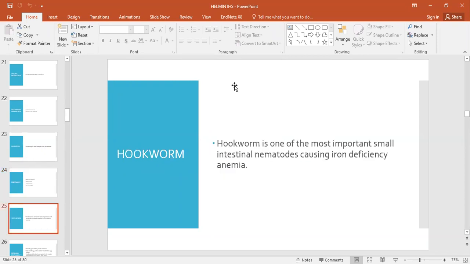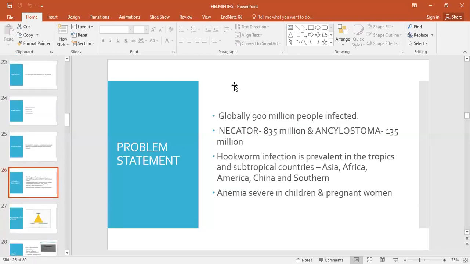Now the infection hookworm. Hookworm is the most important small intestinal nematode causing iron deficiency anemia. Globally, 900 million people are infected with this infection. It has two types, Necator and Ancylostoma. Ancylostoma infects about 135 million people all over the world. Hookworm infection is prevalent in tropical and subtropical areas, and southern Africa.